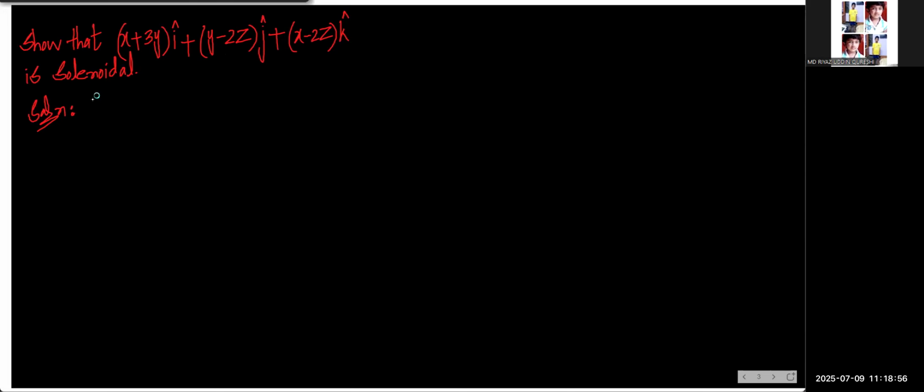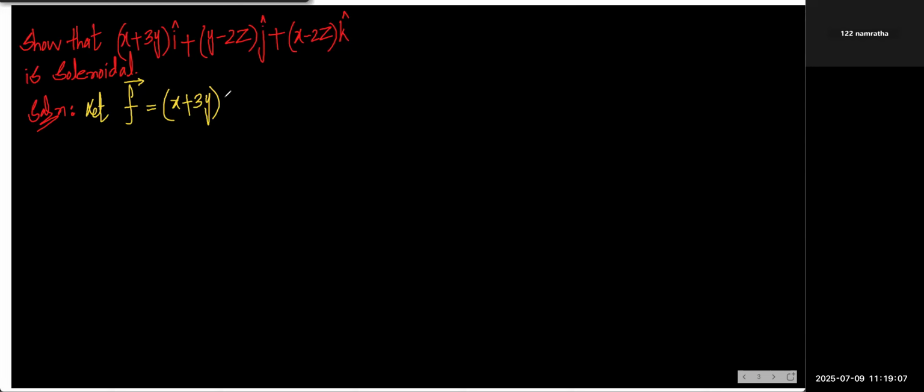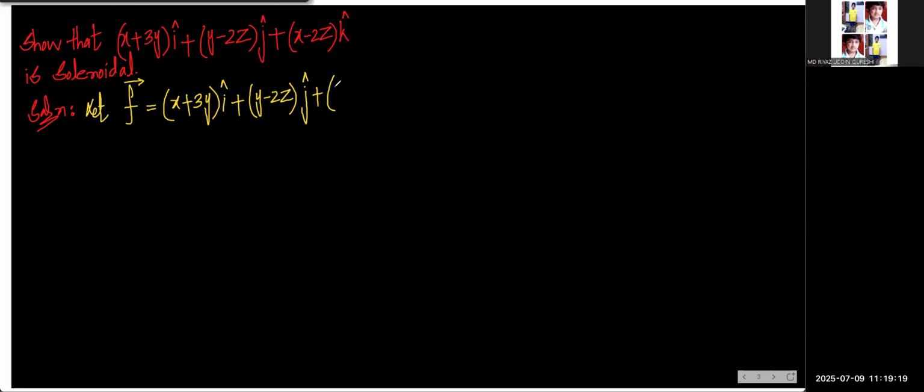Our work will start like this. Let us assume that F is equal to (x plus 3y) i cap, plus (y minus 2z) j cap, plus (x minus 2z) k cap. It's only 2 marks. We have to show the answer will be 0. So solenoidal means first we have to find the dot product with it, and we have to show the answer will be 0.